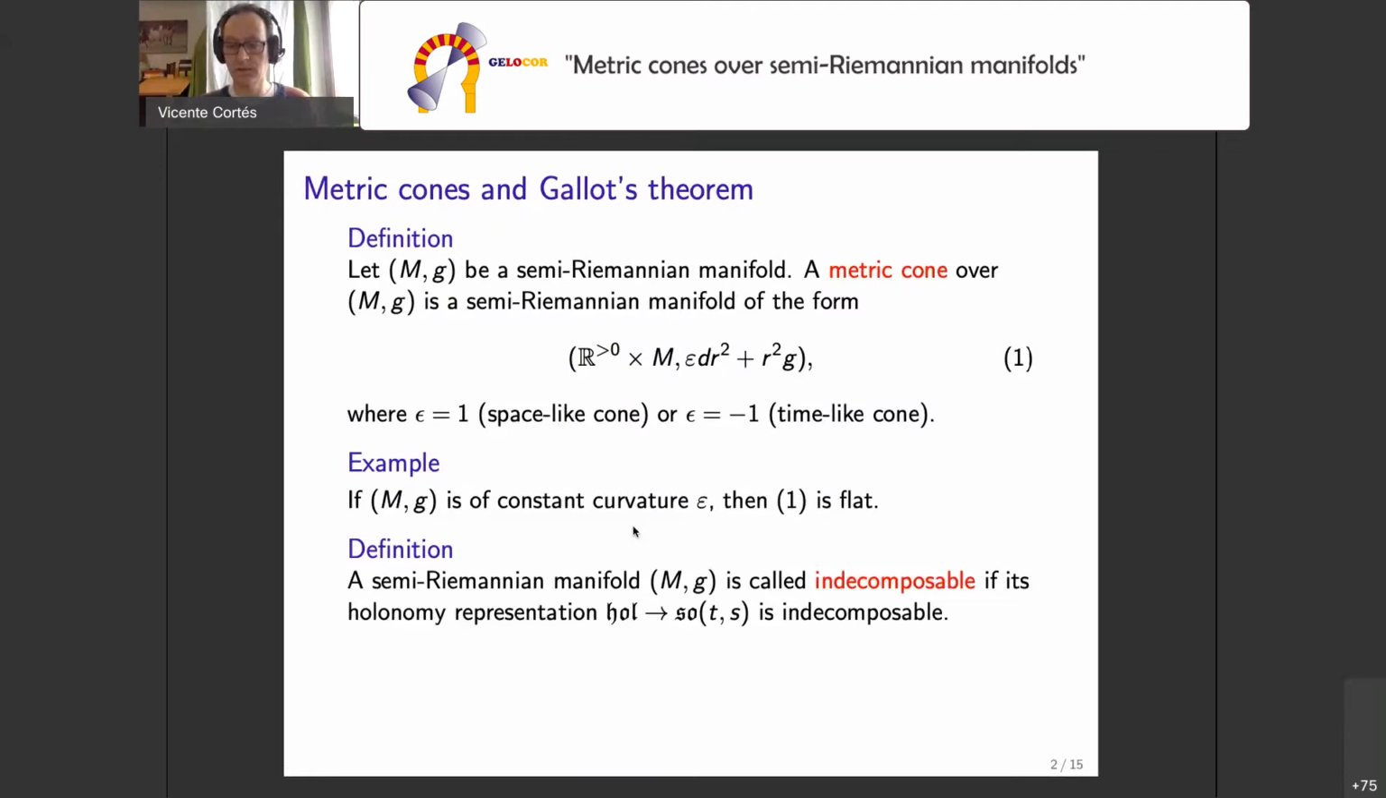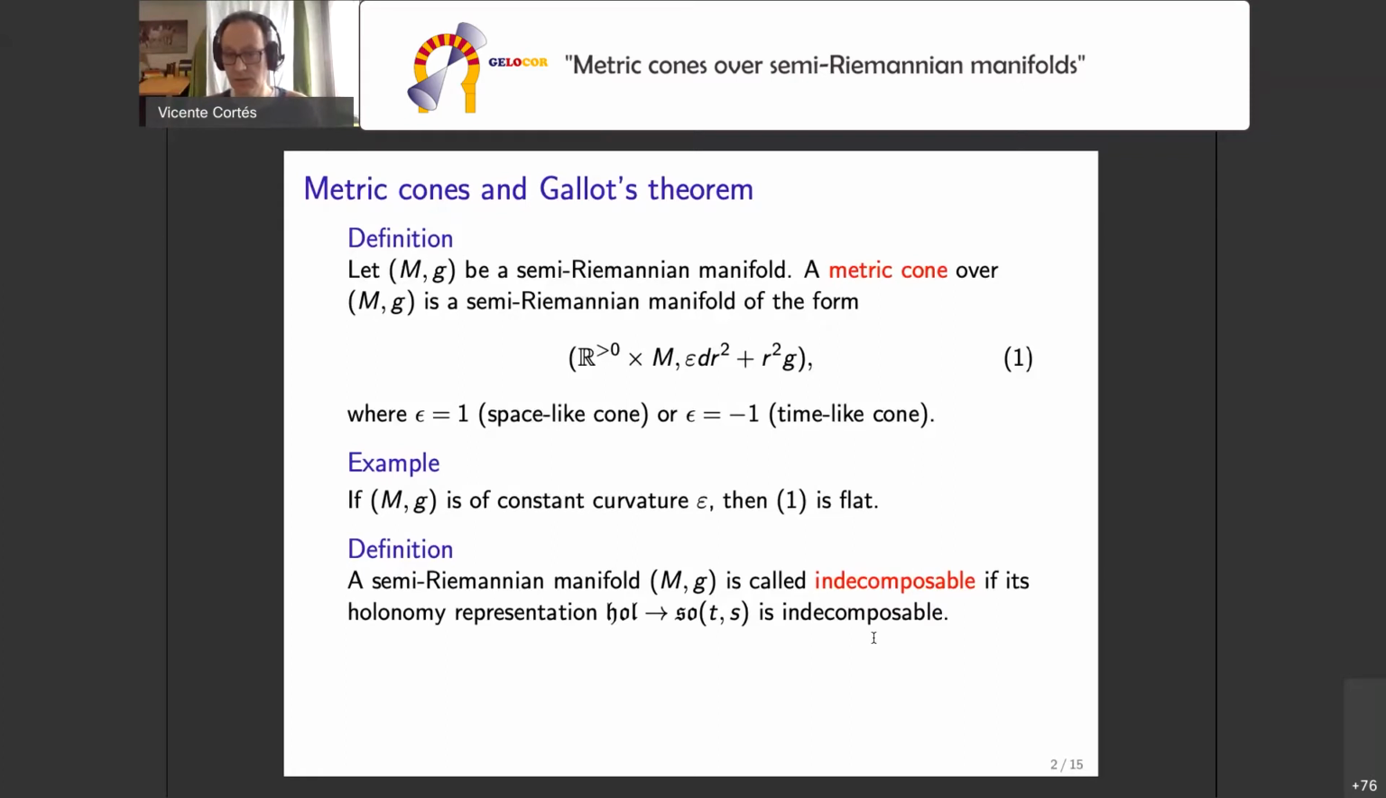And there's an important distinction from the very beginning. You can study cones which are decomposable and cones which are indecomposable. At least you can ask the question whether you can decompose the holonomy representation as a sum of two sub-representations, which is a sum of two non-degenerate subspaces, orthogonal to each other. And if such a decomposition is not possible, then you call the representation indecomposable.